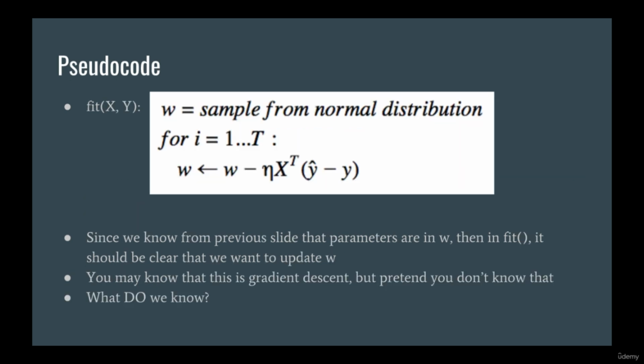In my fit function, I want to perform this loop some number of times. Since we know from the previous slide that the parameters of the model are contained in W, then it should be clear that inside the fit function, what we want to do is update W. Not surprisingly, that's what's happening here. Another good sanity check. Now, because you're already familiar with linear regression, you probably already recognize this as gradient descent. Again, I want you to pretend that you don't know that. But what do you know?